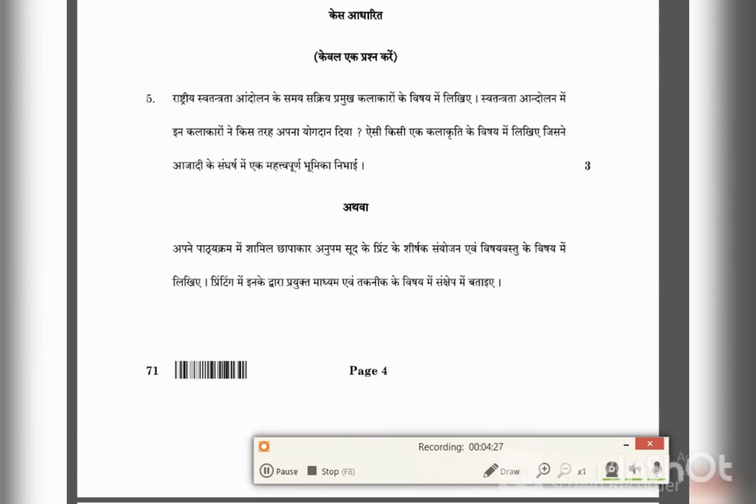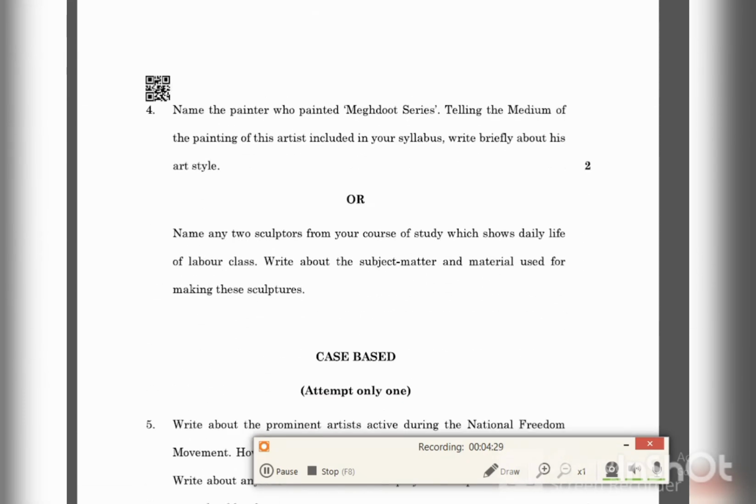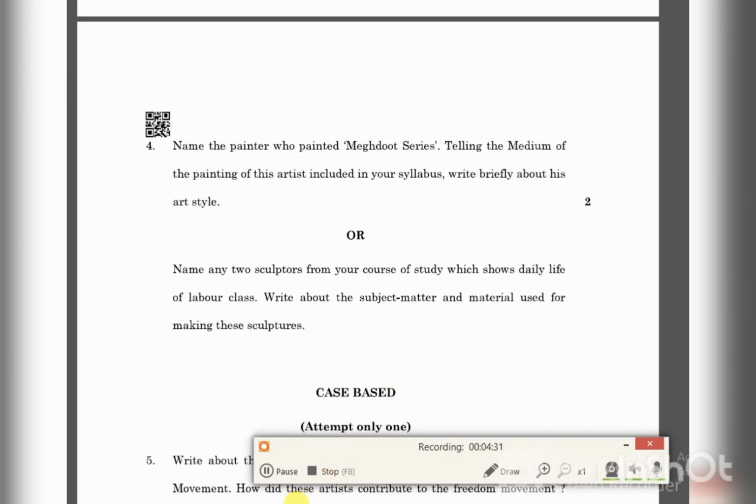Now let's move to the next question. Name the painter who painted Meghdut series. Telling the medium of the painting of this artist included in your syllabus. Write briefly about his art style.